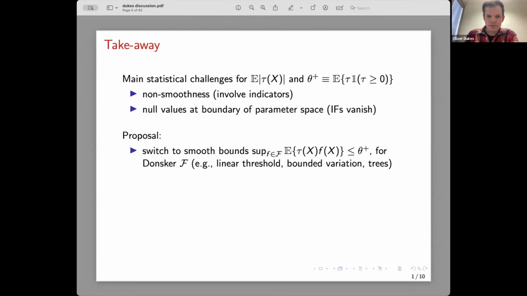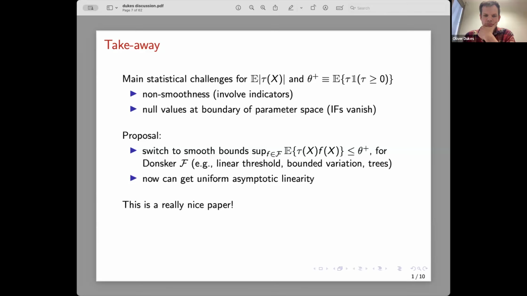And so, yeah, just very briefly, the proposal is to switch to some kind of easier to estimate functional, which looks like the supremum over some Donsker class. And then you can get these nice results like asymptotic linearity holding uniformly over the class and things.